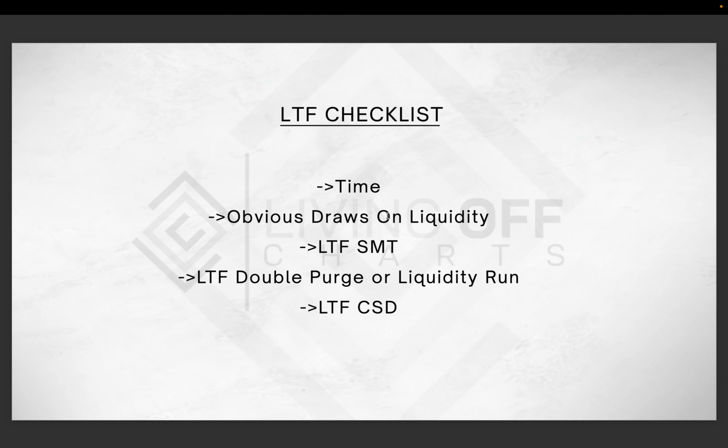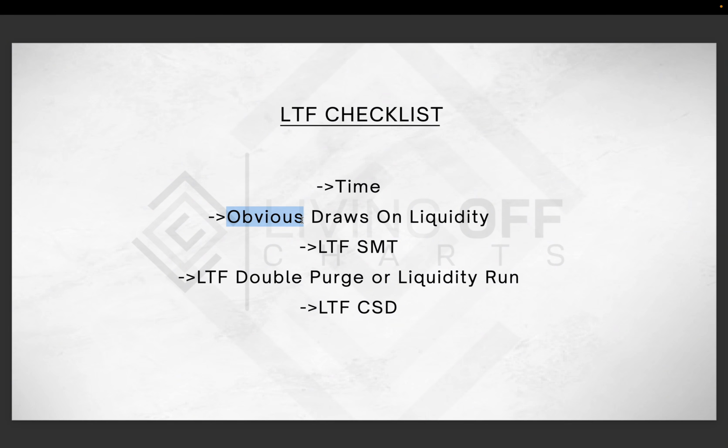Okay, so what is the lower time frame checklist? Now the market's traded into that 15-minute fair value gap. It's formed within that 4-hour window that we're expecting to be a distribution candle. This is what we need to check off. We need to be in the correct time. We need to have an obvious draw on liquidity. And when I say obvious, I mean obvious.